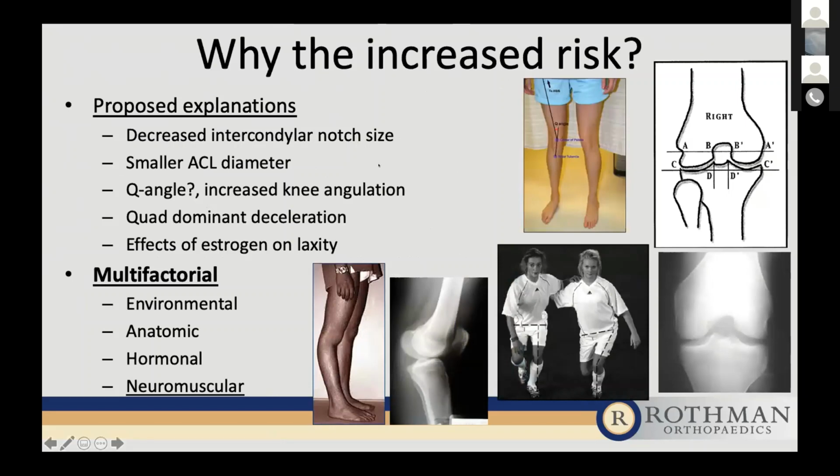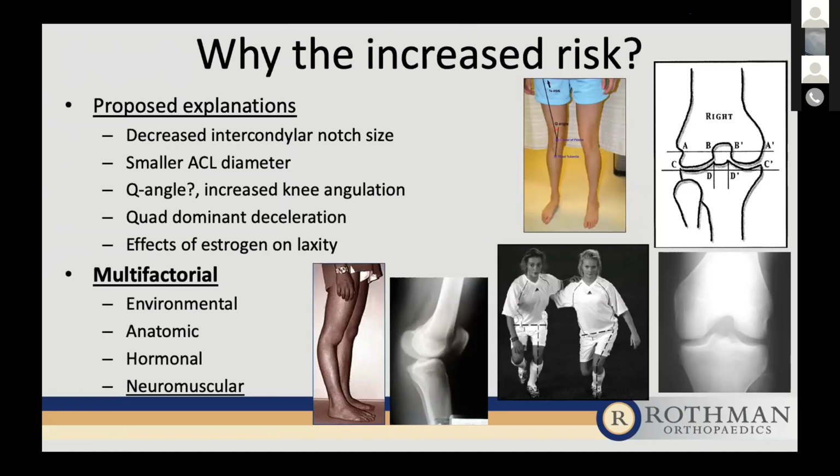A lot of it has to do, we think, with anatomy. They may have what we call a smaller intercondylar notch size. So in that top right diagram, from B to B prime, that's the area within which the ACL ligament lies. And so if that's narrower, we think that that could contribute to tearing your ACL.